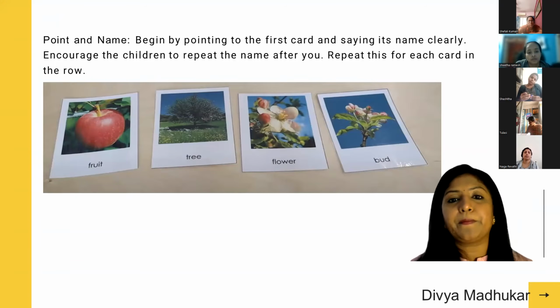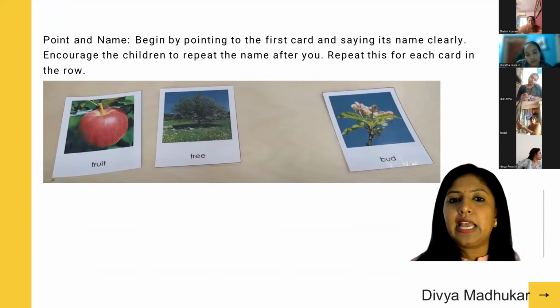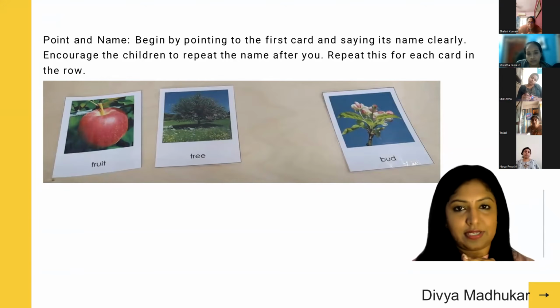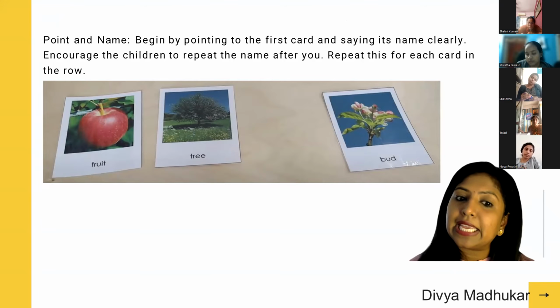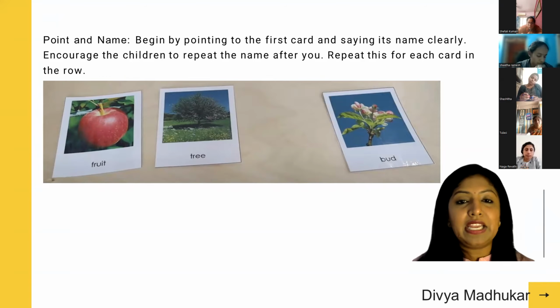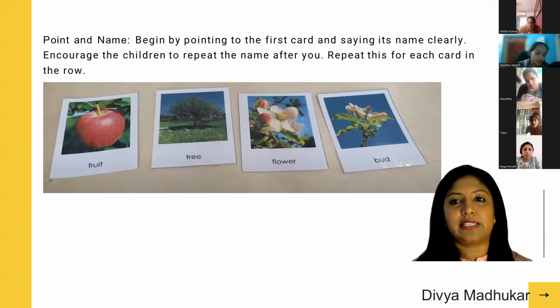Now further, I ask the child to observe all of them carefully. I can ask them to close their eyes and I can remove any one. These are all the other stages. Now, what do you think the child is going to do? Ma'am, something is missing. Yes, what is missing? Did you see what was missing? If the child has not carefully observed, you will go back to the previous lesson and see, this is a fruit, a tree, a flower, and a bud.